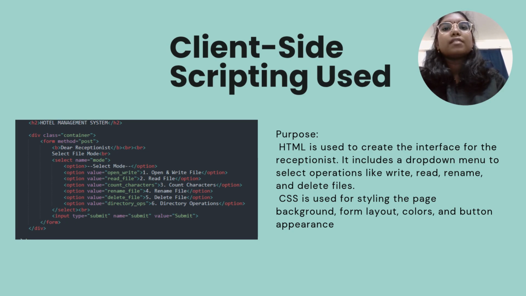Basically, this part handles how the user interacts with the system on the browser side, what they see and click on. Then CSS is used to make the page look more attractive. It controls the background color, layout of the form, the text styles, and button appearance. So overall, this slide shows how we design the front end interface using HTML for structure and CSS for style.